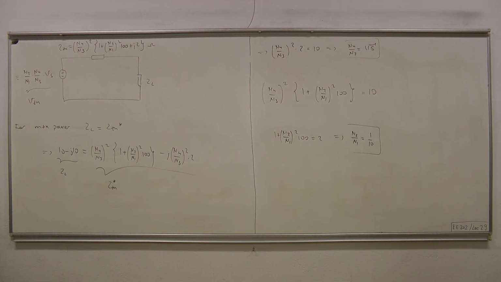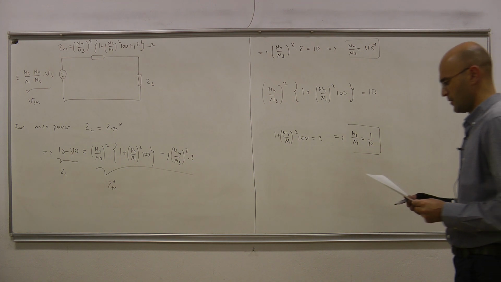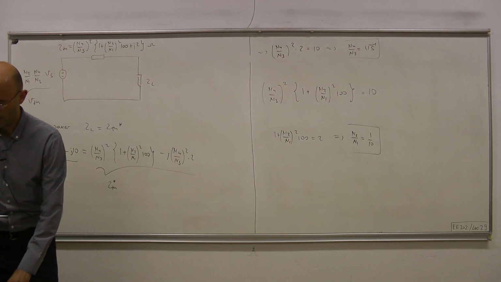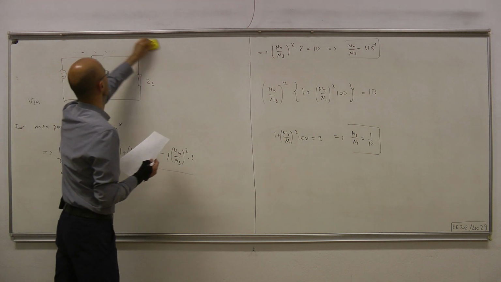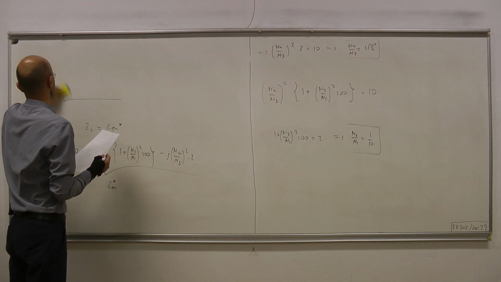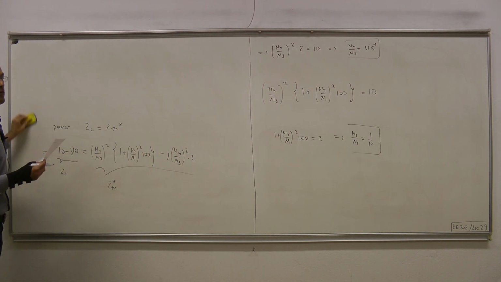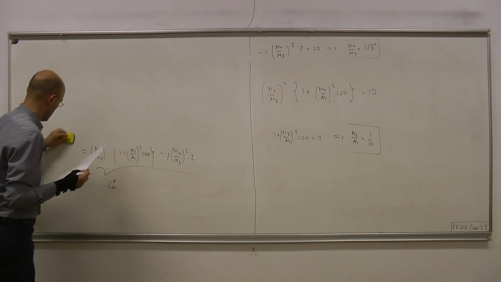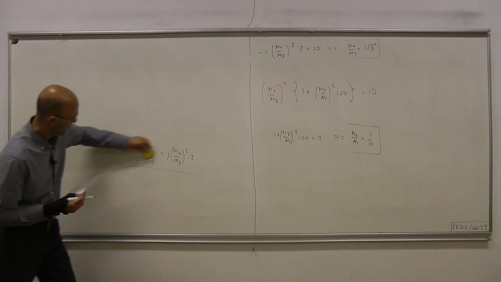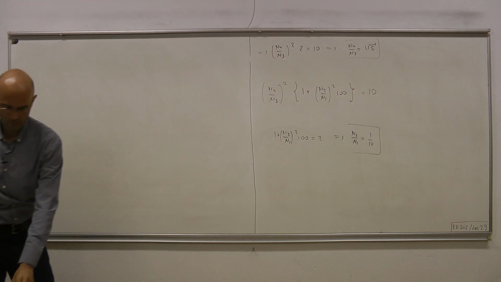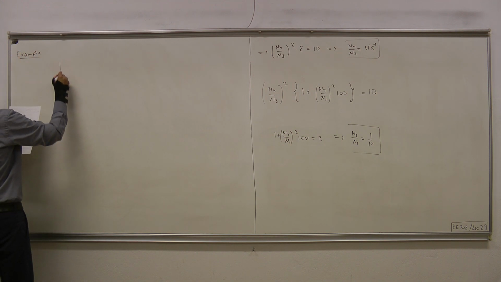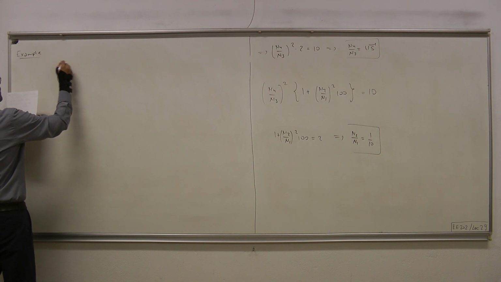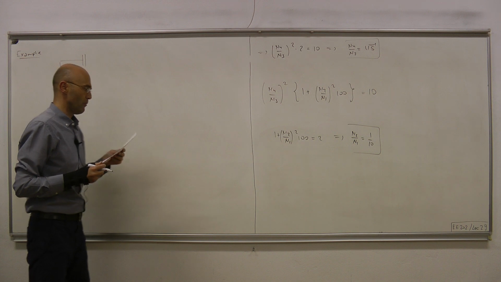Okay, let's see now another example, not necessarily related to maximum power transfer, but still it has to do with power, complex power. Consider the following simple topology, and the circuit is given directly in phasor domain.